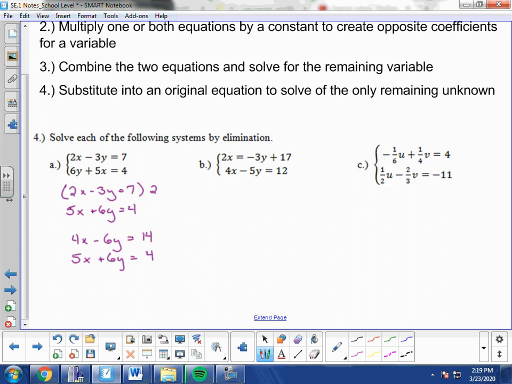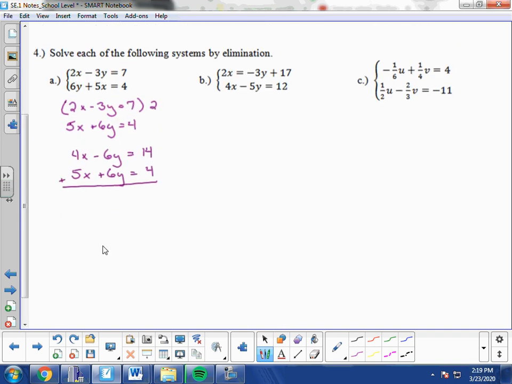So in step 3, it says combine the two equations and solve for the remaining value. So basically, I can add the two equations. I can take 4x plus 5x, which is 9x, negative 6y plus 6y, which is 0, so those essentially subtract out. 14 plus 4, which is 18. And now this gives me a single variable equation that I can solve for x.